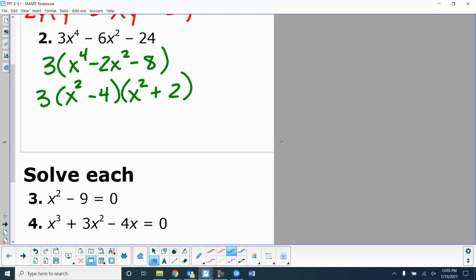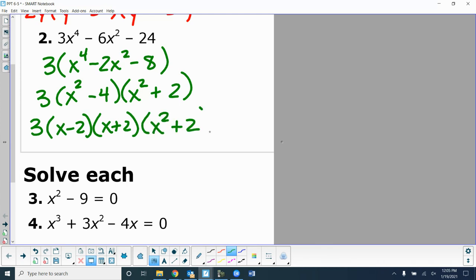Is that finished? No. What else can I factor? Okay? The first one is different than squared. That's the difference of squares. So how do we do that? x minus 2 and x plus 2. Right. So that's factored completely now. Okay? Questions so far?